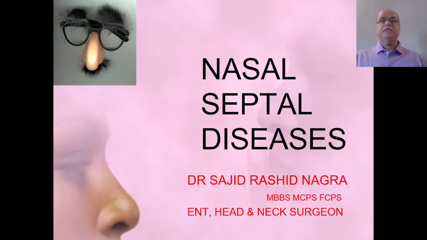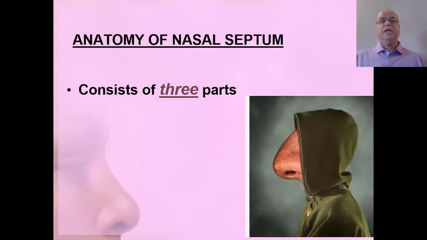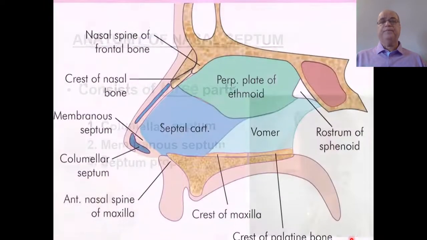There are different diseases which can affect the nasal septum, which is a medial wall or a partition between two nasal cavities. And this nasal septum has got three parts: columellar septum, then the membranous septum, and then the septum proper.